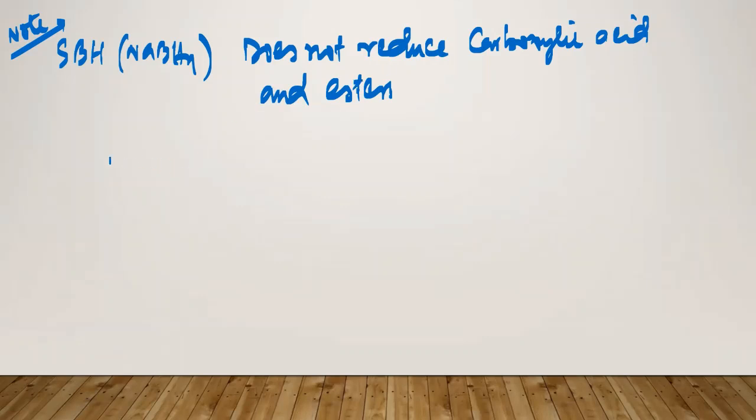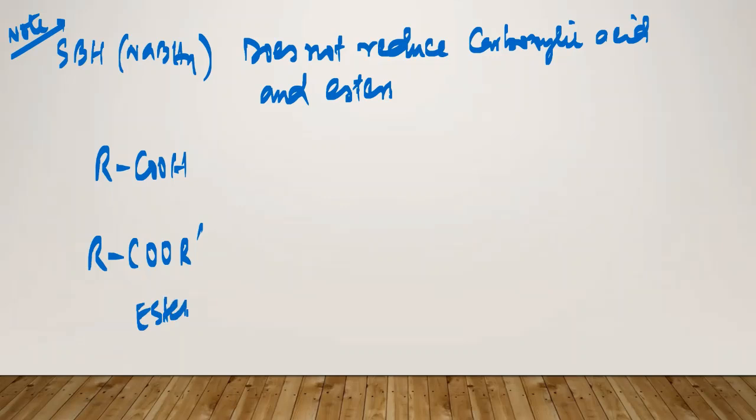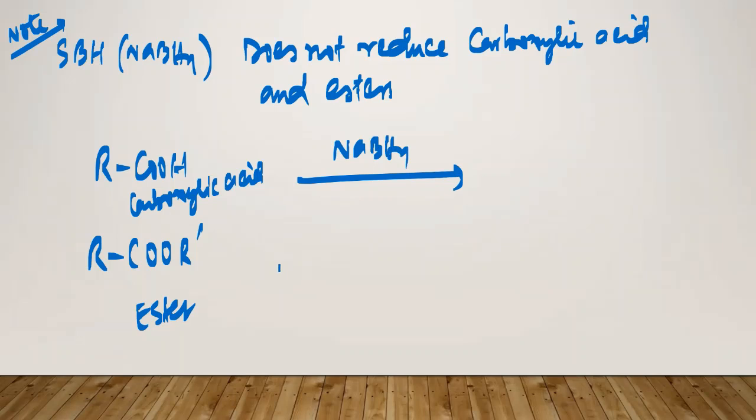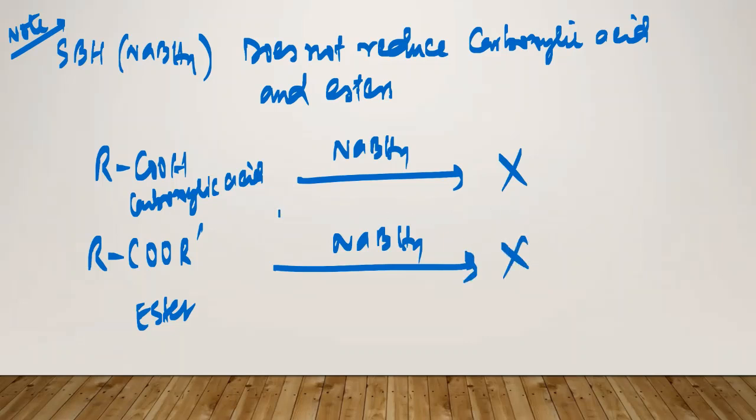So if you write down a reaction here, let's suppose you have a carboxylic acid here, or you have an ester. Let's suppose ester you have. This is carboxylic acid and this is ester. So if you use sodium boron hydride here, in this case also if you use sodium boron hydride, no reaction. Why? Because sodium boron hydride is a weak reducing agent. So it will not reduce carboxylic acids and esters.